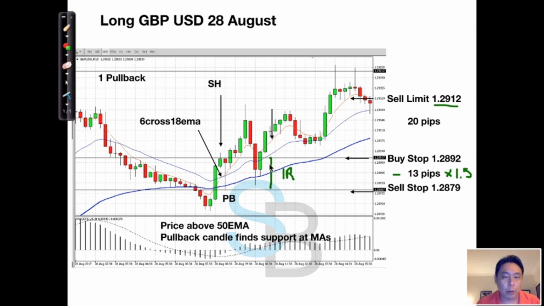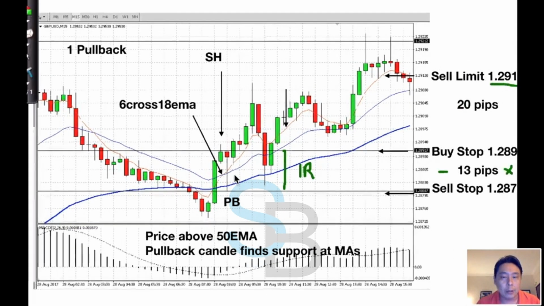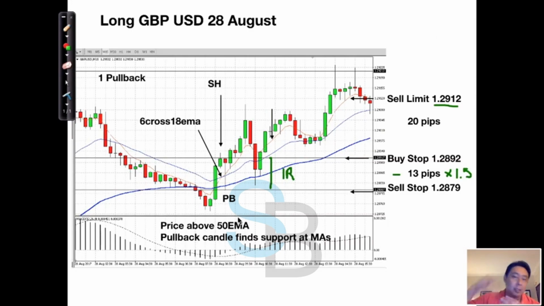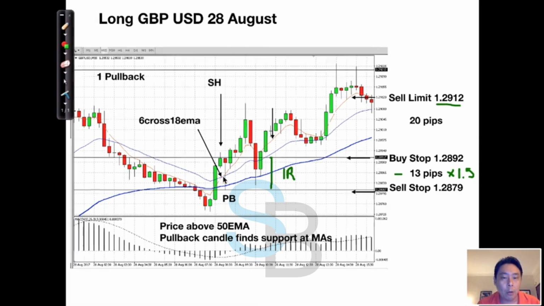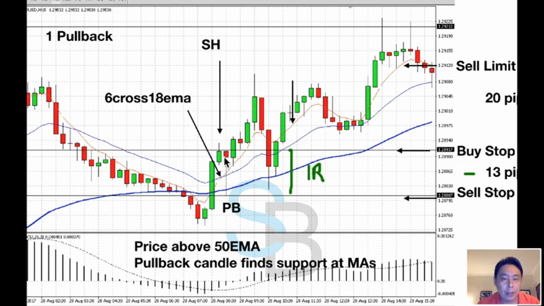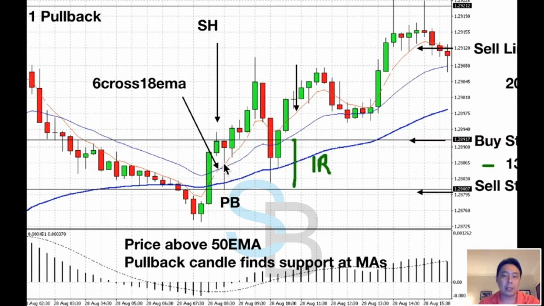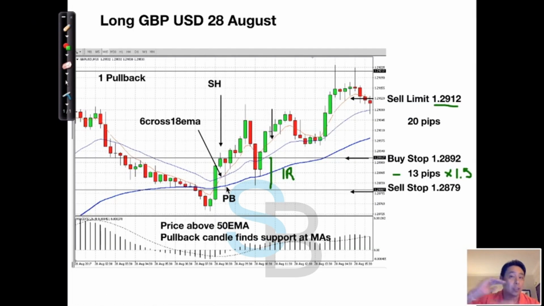Now, notice a few things as well. As I entered the trade, notice it's on a very clear uptrend because the 6 EMA is above the 18 EMA and it's above the 50 EMA and it's also above the 200 moving average. But you can't see the 200 day because it's right below, but you can see the sequence 6, 18, 50, 200 in a very clear uptrend sequence. Also notice that the pullback candle is finding support at the moving averages. Okay, it is finding support at the 6, 18, and 50, and that gives me more confidence that it's a strong support. The trend's going to continue going up. So this is a trade with one pullback candle.